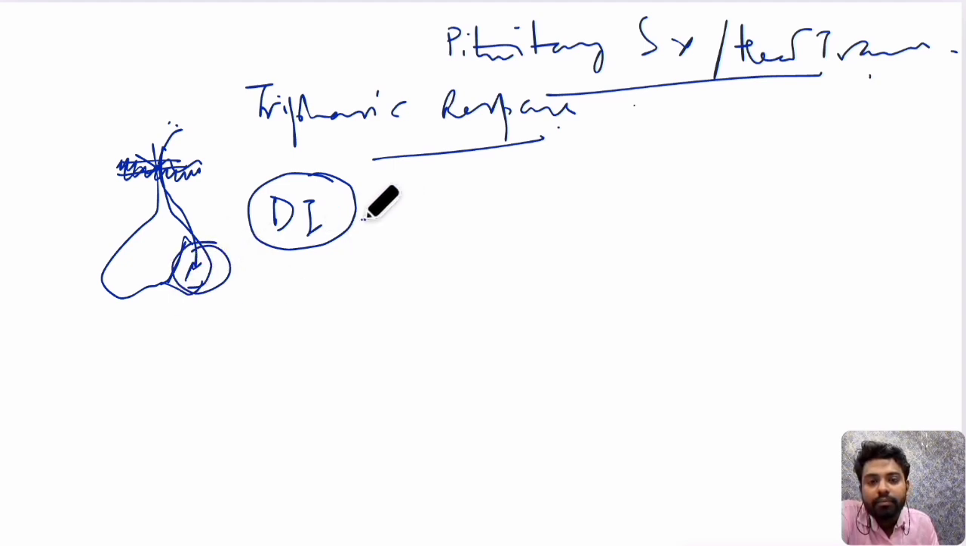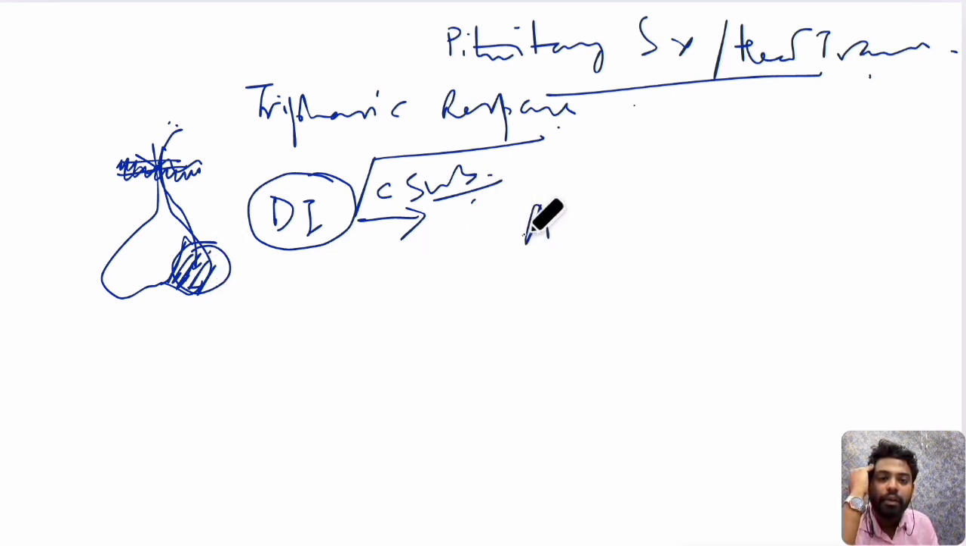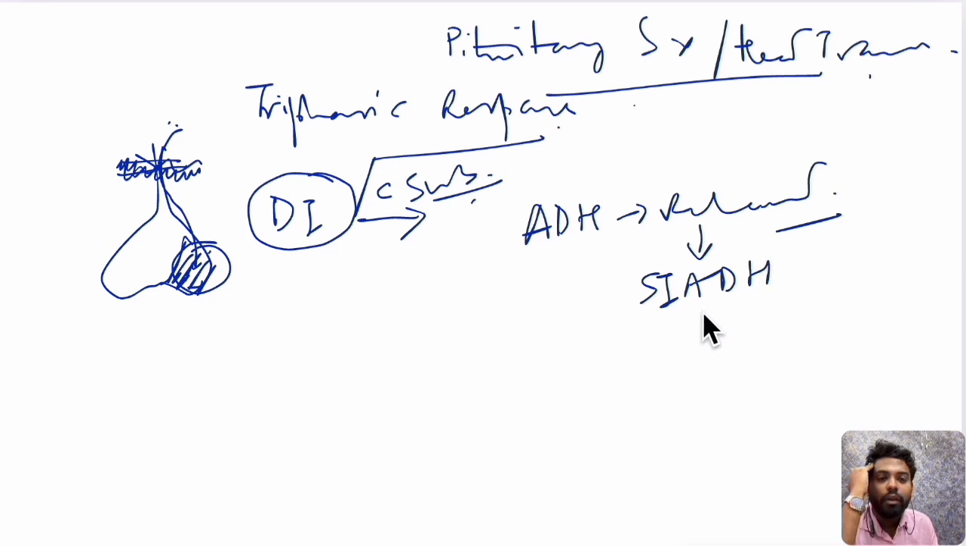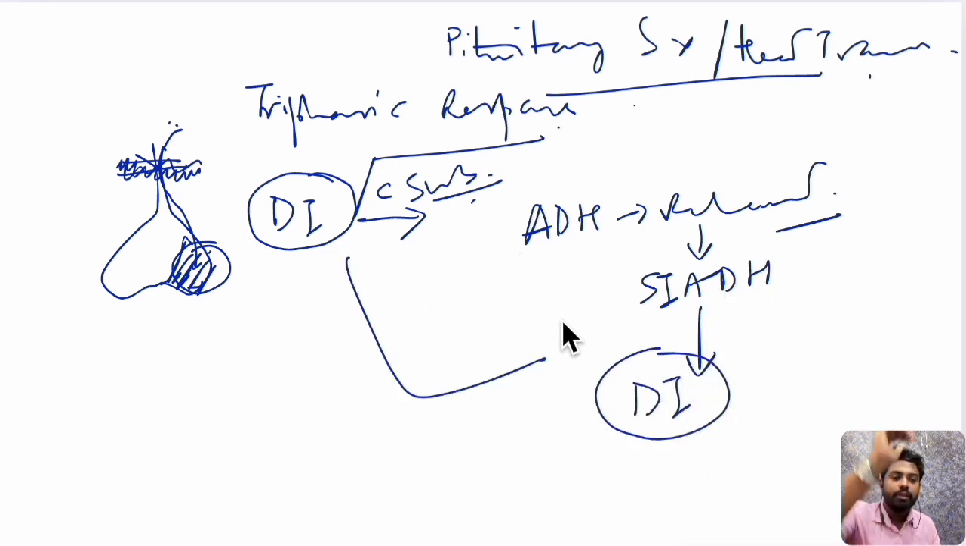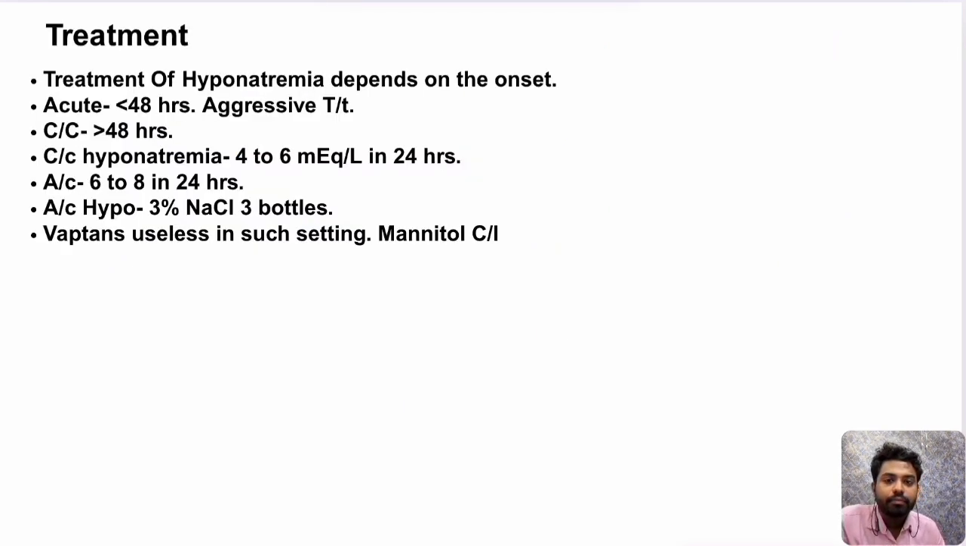This is the first phase. Then you can have CSWS, cerebral salt wasting syndrome, polyuric waste. Then stored ADH is getting released, and you are having SIADH. After that, again DI. This is the triphasic response. So now we will move into the management of hyponatremia.